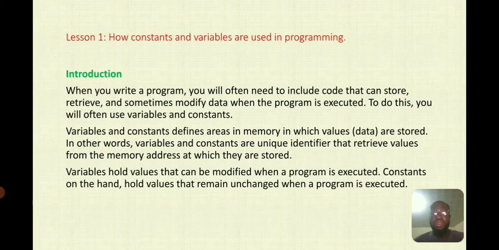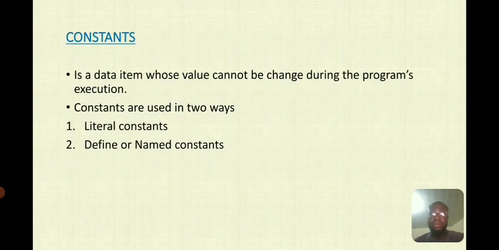Variables hold values that can be modified when a program is executed. Constants, on the other hand, hold values that remain unchanged when the program is executed. Now let's go to constants. A constant is a data item whose value cannot be changed during the program's execution.